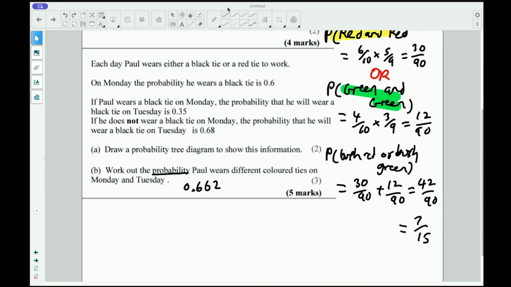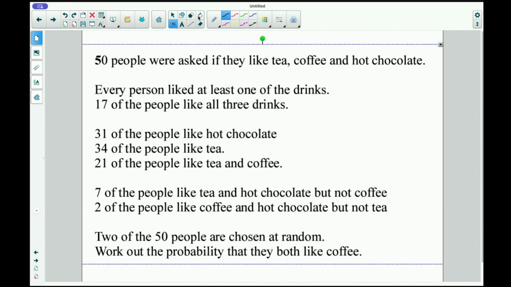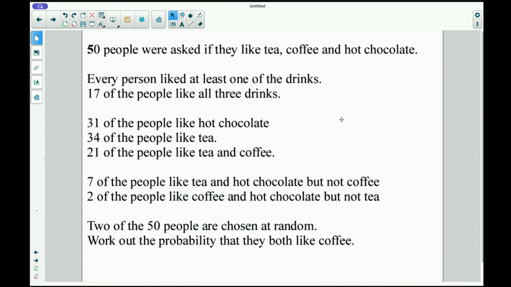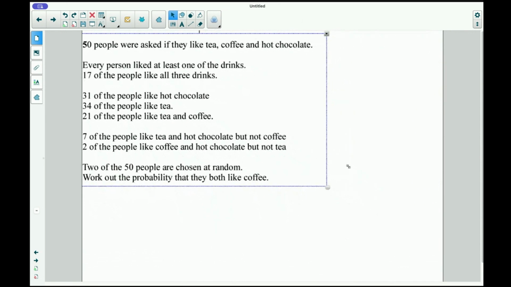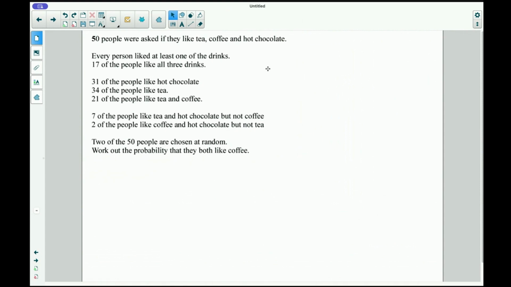Okay, perfect. So what we're going to do next is take a look at our Venn diagrams with the use of conditional probability. We have our first little situation here. 50 people were asked if they like tea, coffee, and hot chocolate. Every person likes at least one of the drinks. 17 of the people like all 3 drinks.